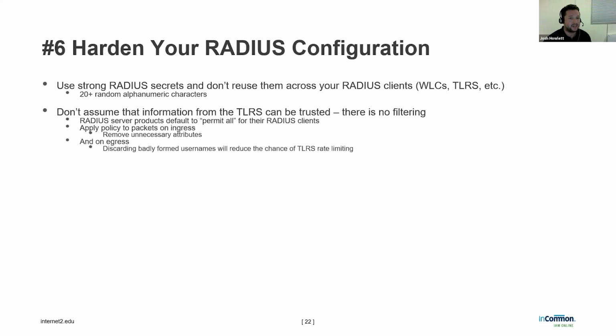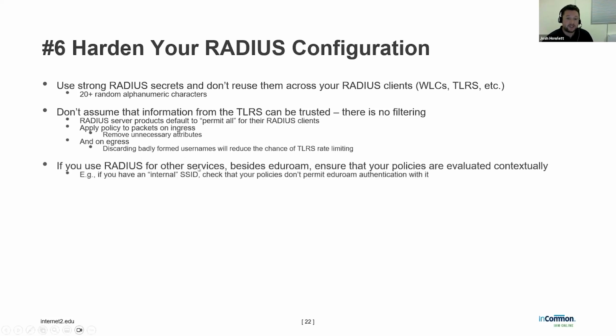So we've talked about the VLAN attributes, we've talked about the location attributes, which shouldn't leave your campus. It's also useful to discard badly formed usernames, for example, usernames that lack a realm. We will discard those anyway, and if we see a lot of those come in, then there's the possibility that we may impose rate limiting on your institution to avoid service disruption, which does happen from time to time. We see badly behaving devices sending very large numbers of these badly formed requests, and to manage that flow, we impose rate limiting.